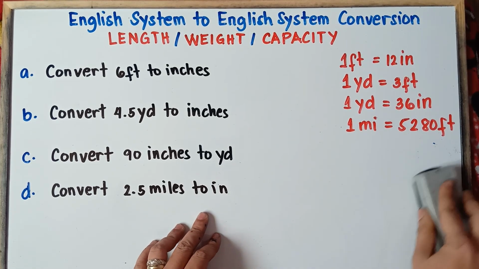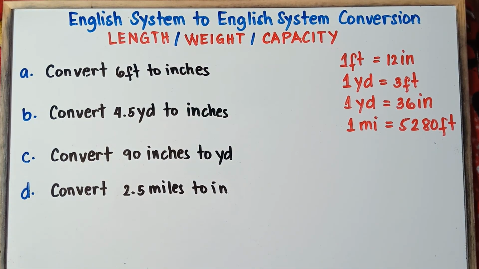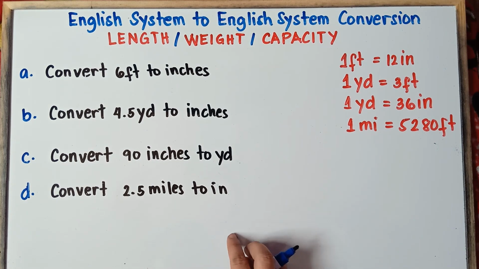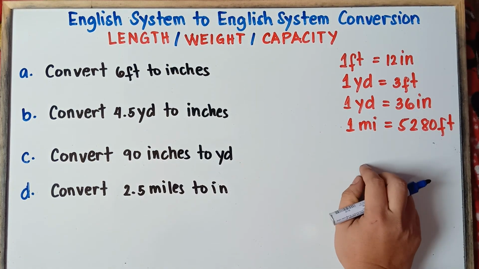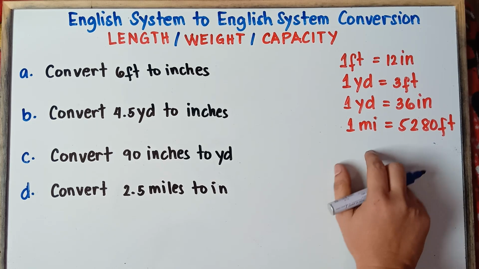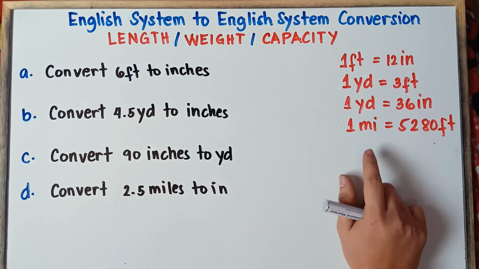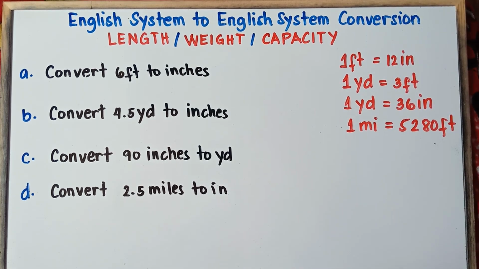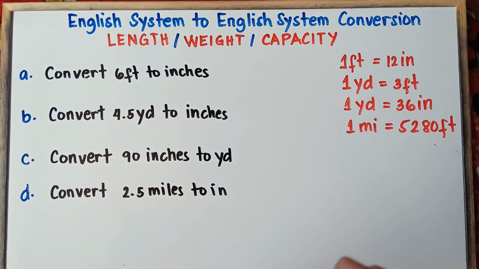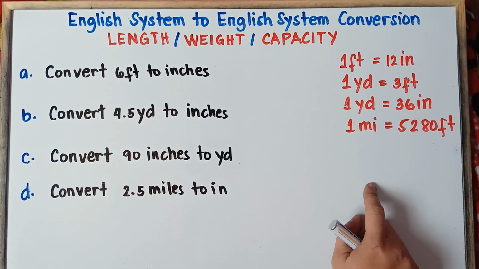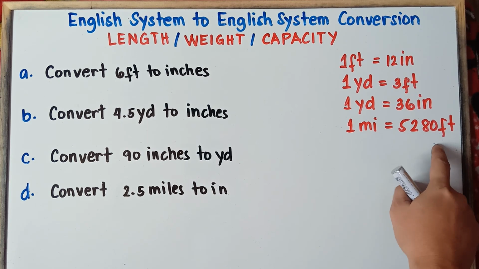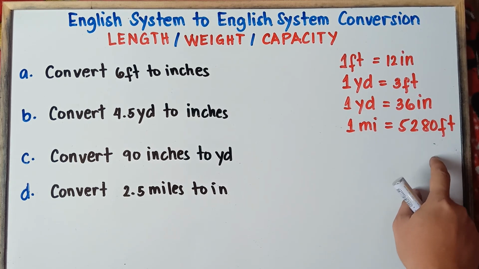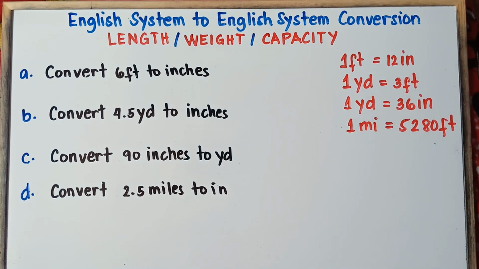Alright, so letter D. So convert 2.5 miles to inches. So do we have miles to inches? Nope. We don't have miles to inches directly. Therefore, we need to convert miles to feet and then feet to inches. Once again, class, we don't have the conversion miles to inches directly. We only have miles to feet. So therefore, we convert miles to feet and then feet to inches. Alright, so let's try that.